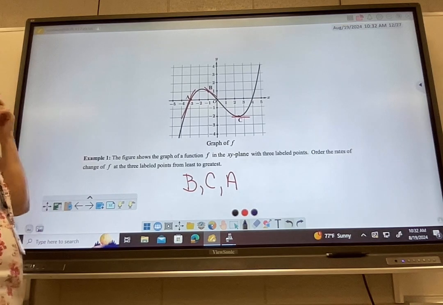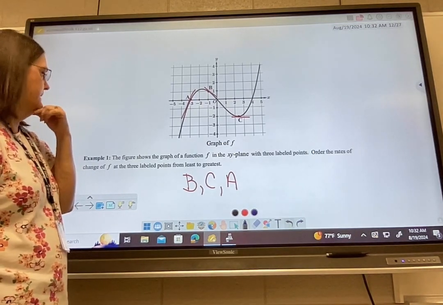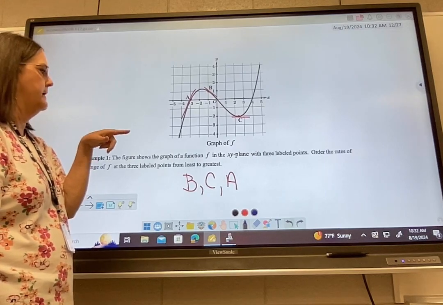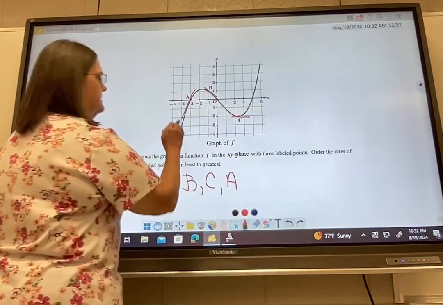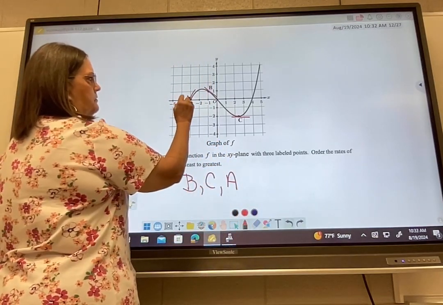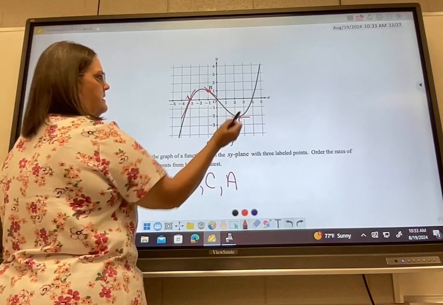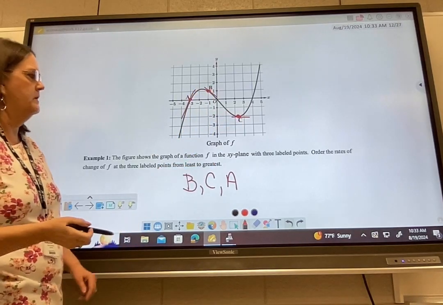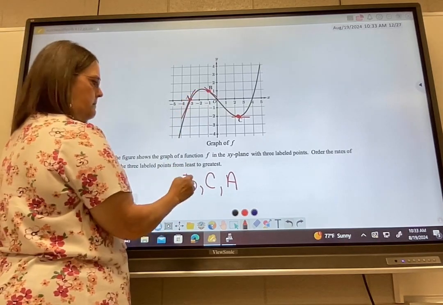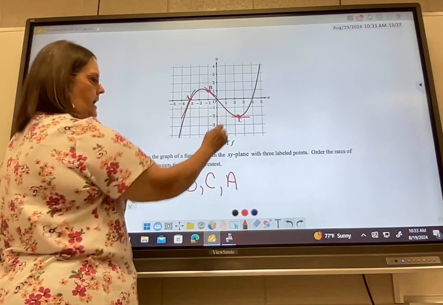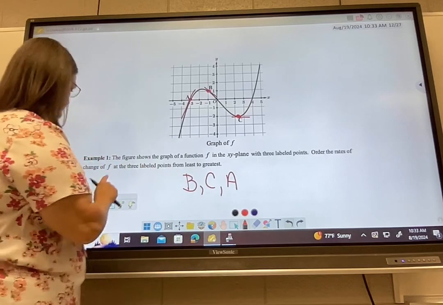All right, looking at this one, it says to arrange our rates of change at the 3 labeled points from least to greatest. If you draw yourself little secant lines to the graph at these points, you can better see the slopes. So which one, if I'm doing least to greatest, is negative? Well, that's B, so it's going to be the smallest. Which one is 0? That's C. And then this one is going up and it's the greatest, A.